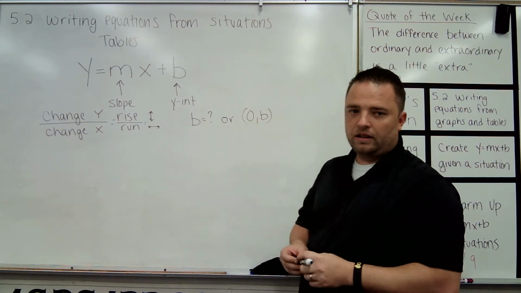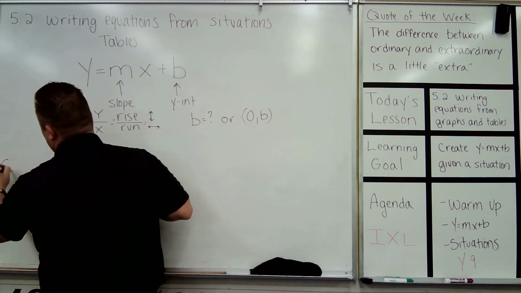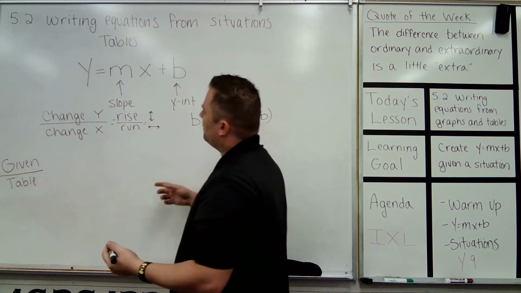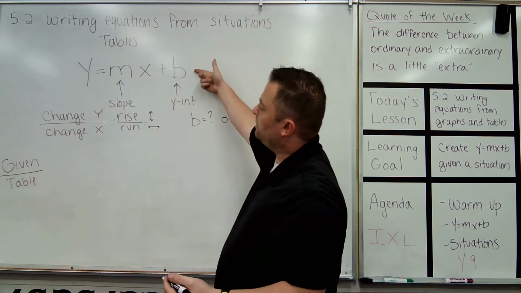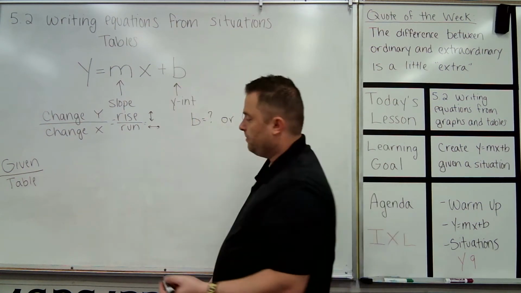If they give us a coordinate, we know if the x is 0, the b has to be our y-intercept. So, how do we solve this given a table? How do we create an equation that looks like this, y equals mx plus b, if we're given a table? Well, let me give you a table.